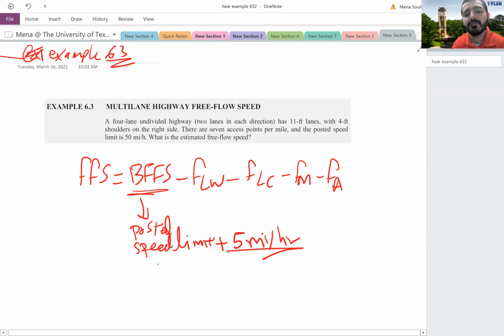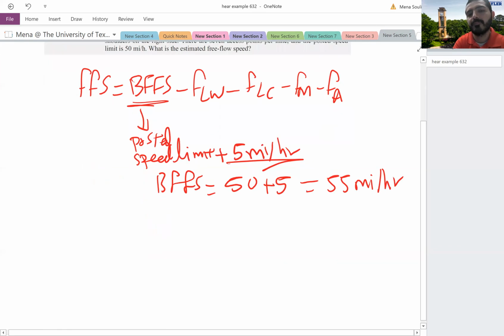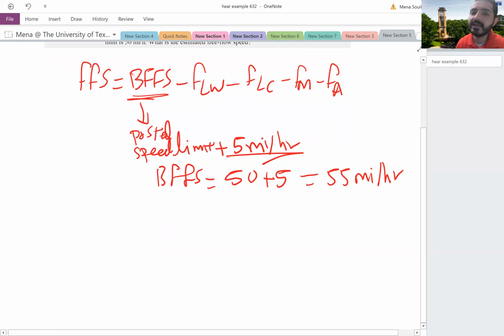So the BFFS therefore is equal to 50 plus 5, and that would be 55 miles per hour. That's the first step. Then FLW.